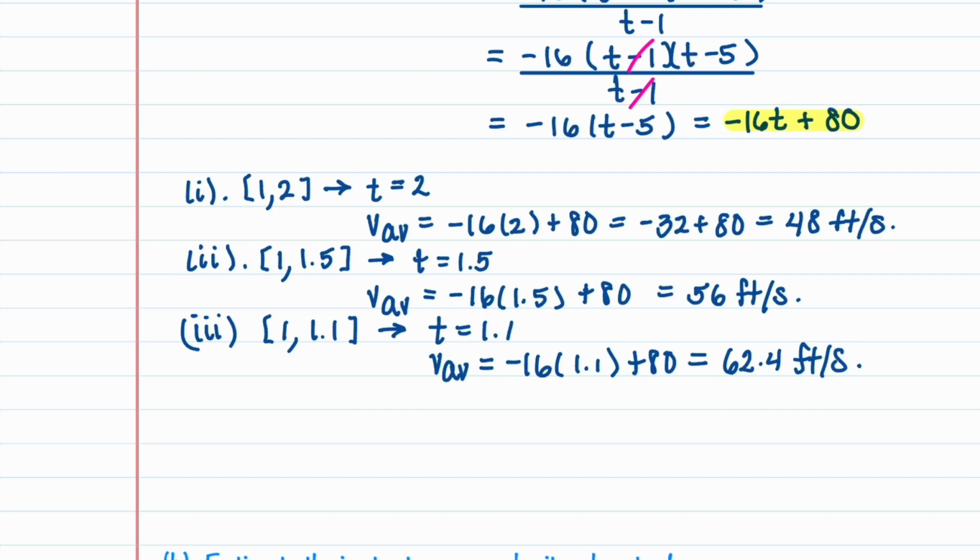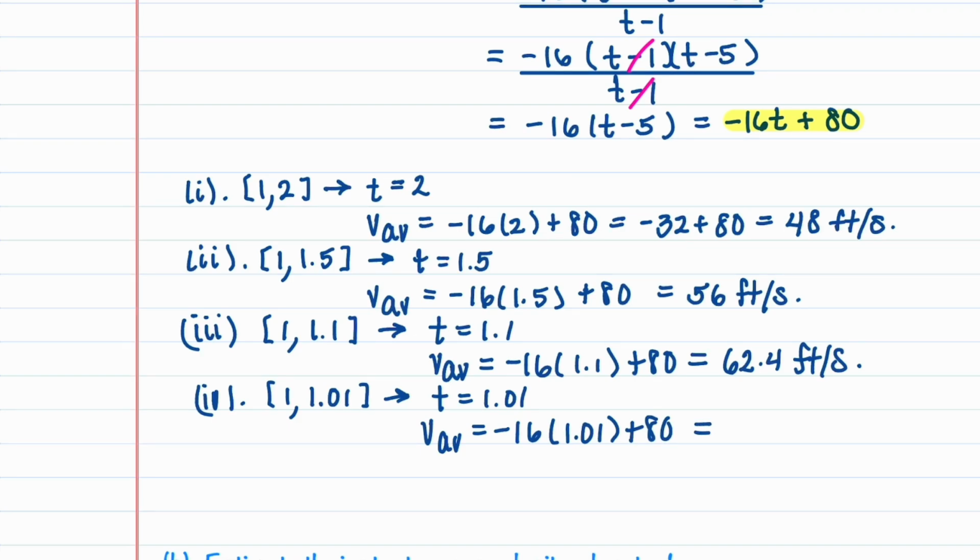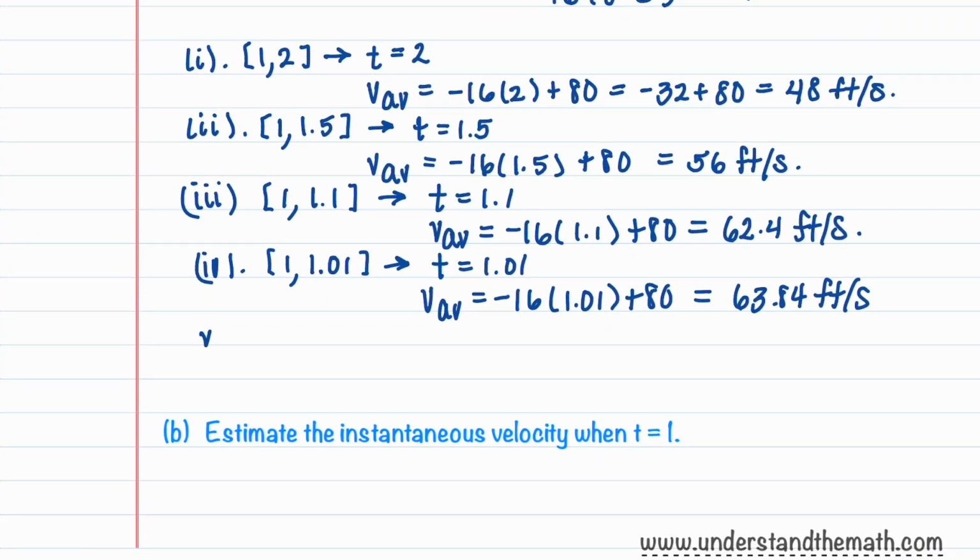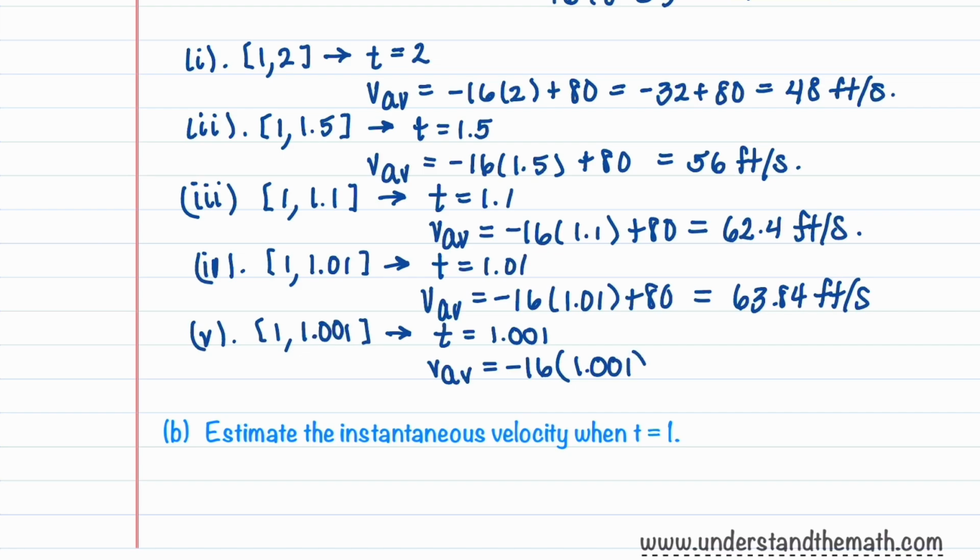Hang with me, we just have 2 more intervals to do. Our fourth interval, we're going to go from 1 to 1.01, so we're getting a lot closer to 1. T is 1.01, and our average velocity is minus 16 times 1.01 plus 80, and this gives us a value of 63.84 feet per second. Now let's look at our last interval. This is from 1 to 1.001. Our t is 1.001, and the average velocity is minus 16 times 1.001 plus 80, and we get a value of 63.99 feet per second.